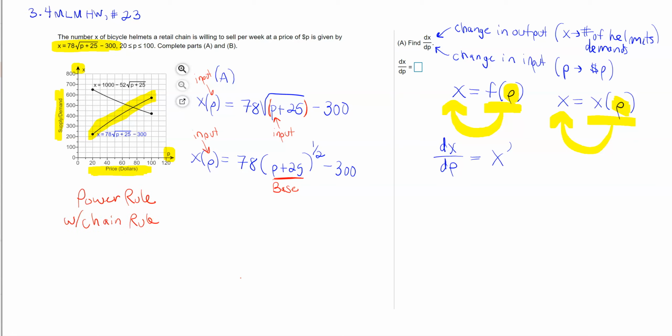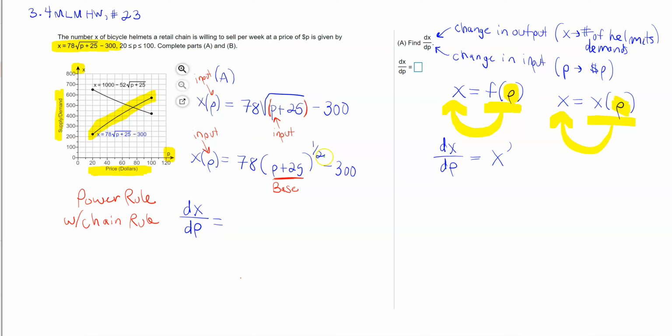Okay, we have to do the chain rule this time. So here we go. I'm going to take the derivative of this. Instead of writing x prime, they're saying the change in x, the change in the output, with respect to the change in the input. They're using this notation there. Okay, so let's go ahead and do this derivative rule.